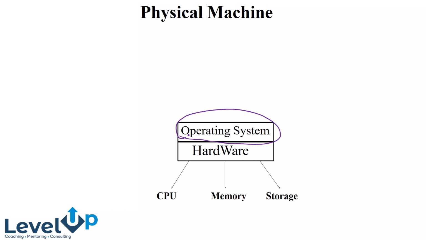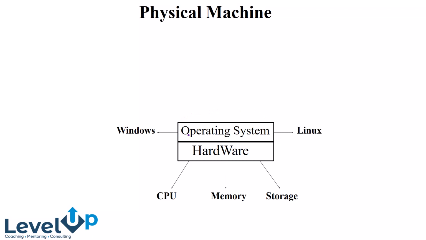That is nothing but an operating system. Now, there are different types of operating systems. There are some operating systems which are Windows based operating systems. There are some operating systems which are Linux based operating systems, or you can say Unix based operating systems.